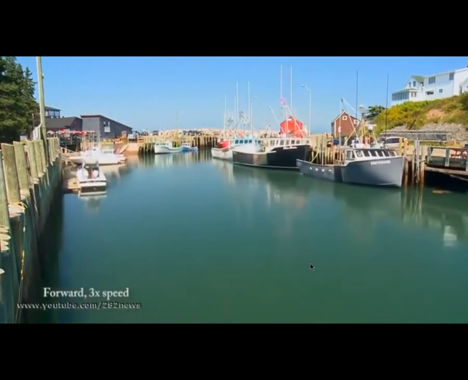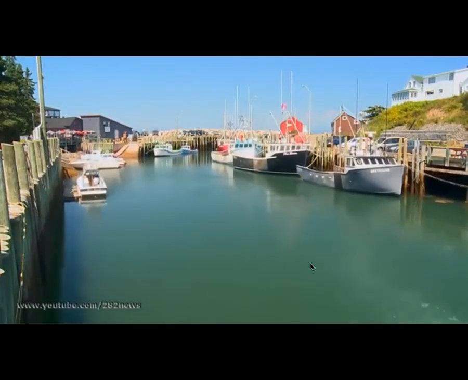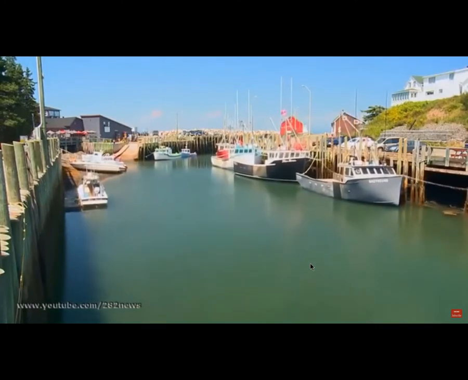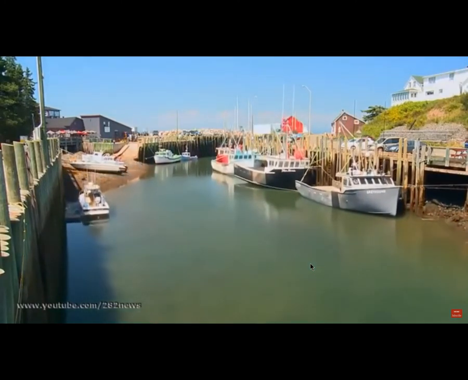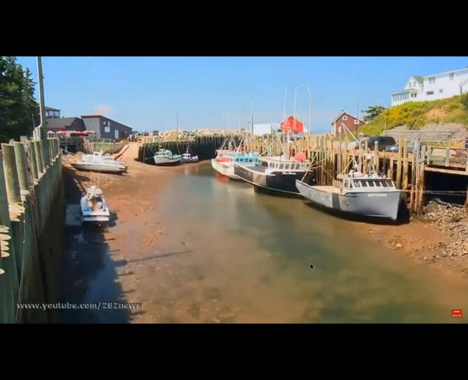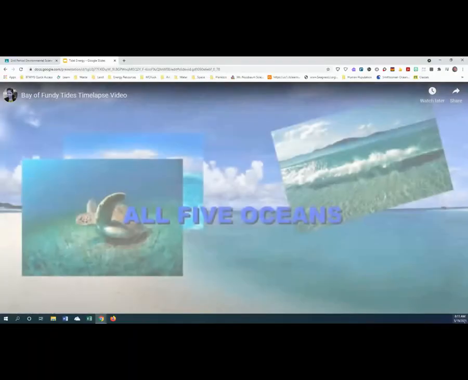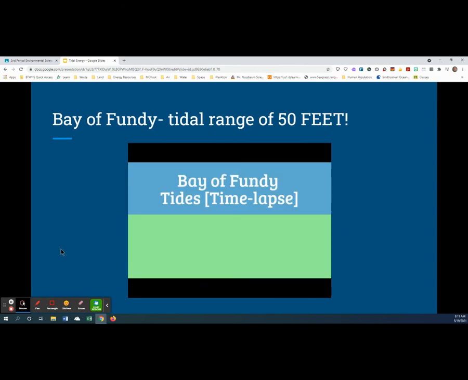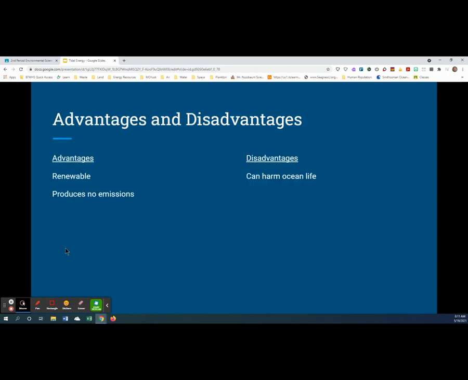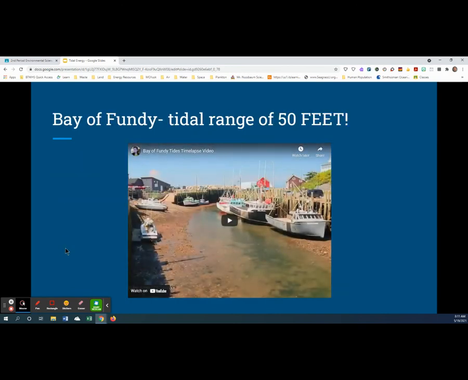The Bay of Fundy, which is in Canada, has one of the largest tidal ranges in the world. They have a tidal range of over 50 feet. So you have a difference of 50 feet of water moving in and out every day. So this would definitely be a place where you would want to use tidal energy as a source of electricity.